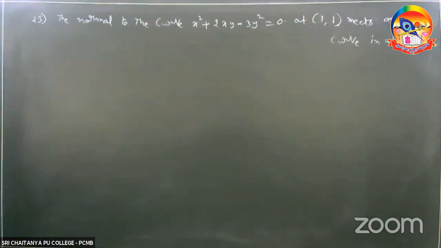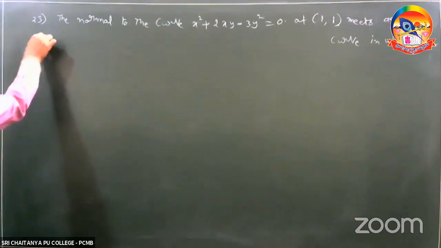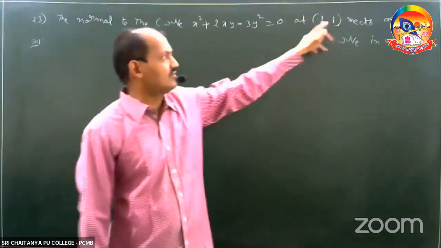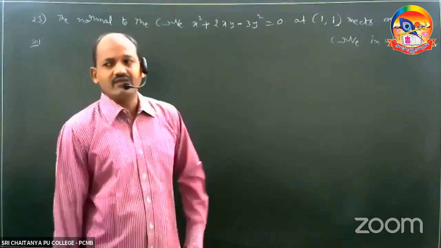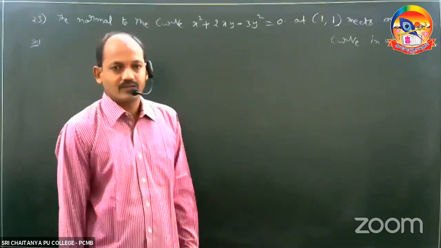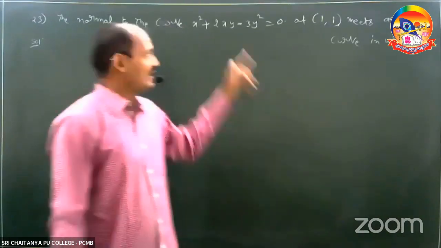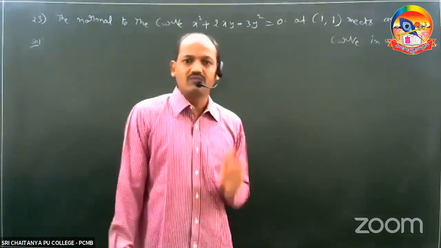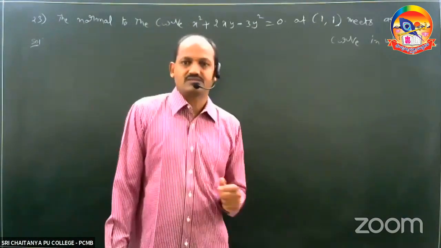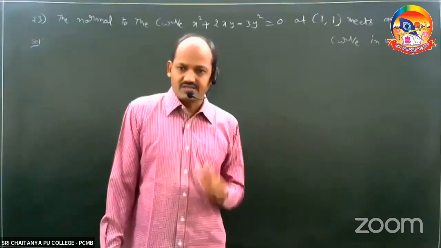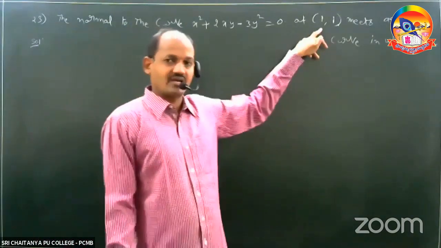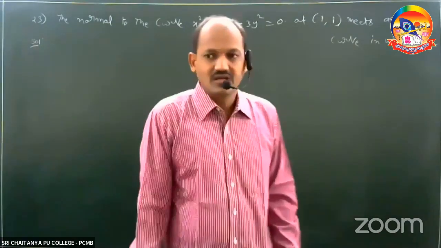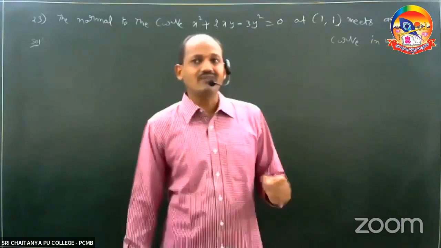So here the given equation of the curve is x square plus 2xy minus 3y square equal to 0 at 1 comma 1. Find the equation of normal. Given a curve and normal line, solve those two equations and we get the points of intersection. We get 2 points of intersection. One is 1 comma 1, and we get another point of intersection.